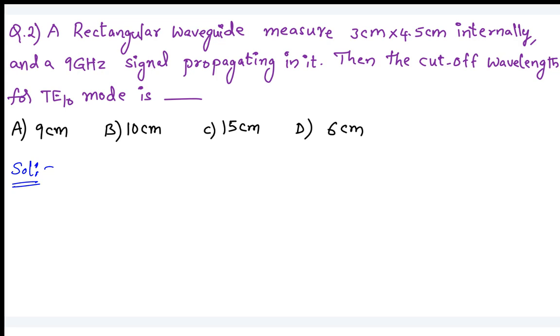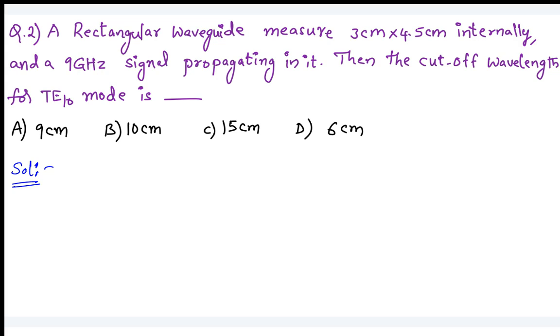First, we need to find the cutoff frequency. Correct? After finding the cutoff frequency, how do we find the wavelength? Nothing else is given, so you can assume free space. Then we can find it as C divided by fc. So what is the answer you got doing that? 6 centimeter.